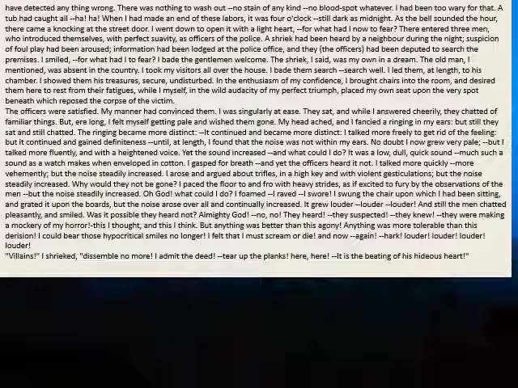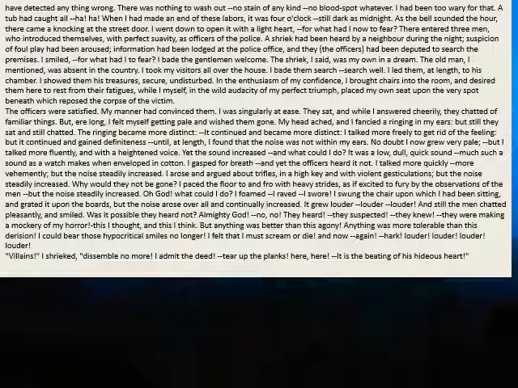In the enthusiasm of my confidence, I brought chairs into the room and desired them here to rest from their fatigues, while I myself, in the wild audacity of my perfect triumph, placed my own seat upon the very spot beneath which reposed the corpse of the victim. The officers were satisfied. My manner had convinced them. I was singularly at ease. They sat, and while I answered cheerily, they chatted of familiar things.